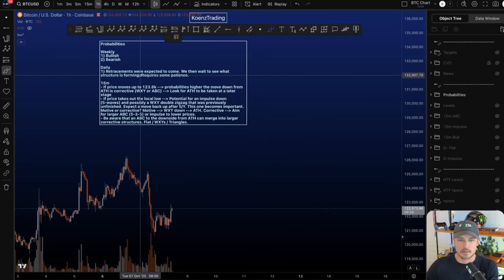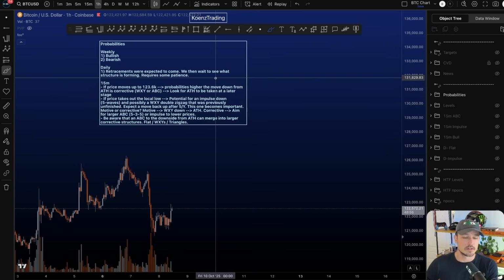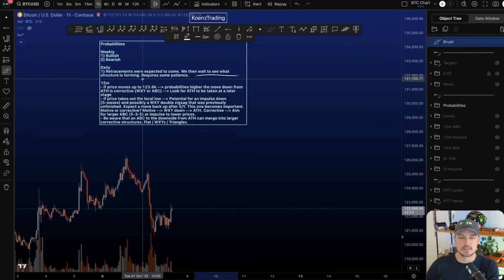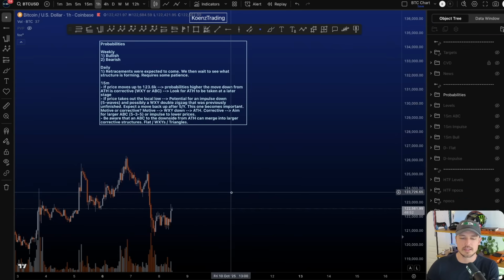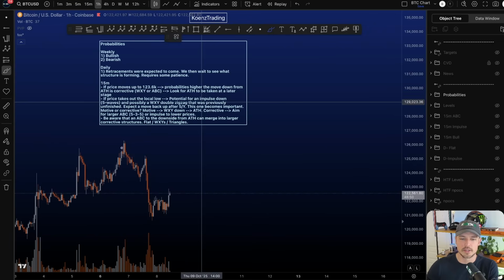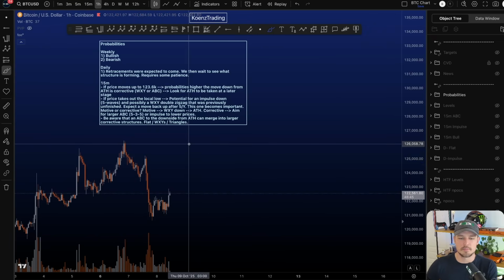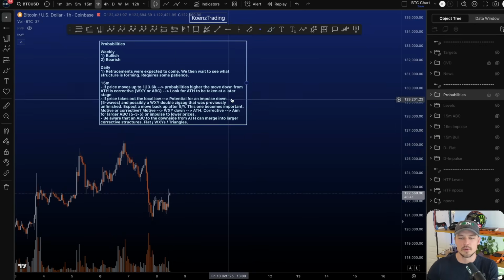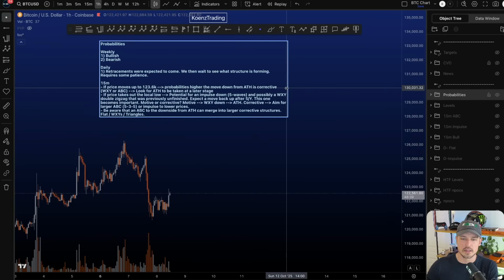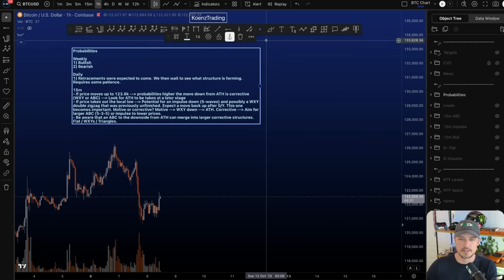Now, the retracement was expected, of course, but we wait to see what structure is forming. And that's the phase where we are in now, because at the moment we have a 3-wave to the downside here, and we have to be a little bit patient to see what is happening. But what I can give you is a couple of guidelines that influence the probabilities of scenarios.